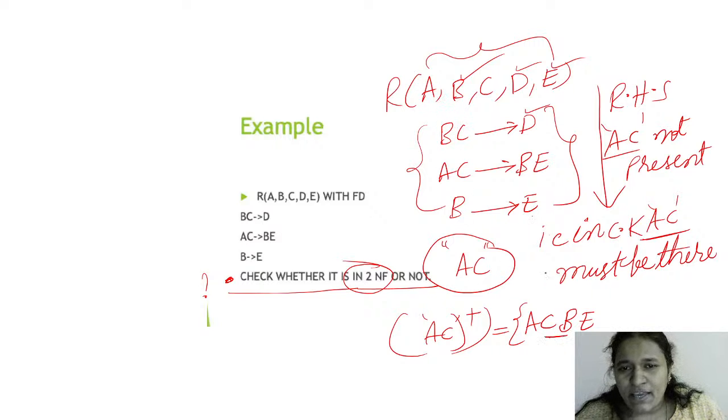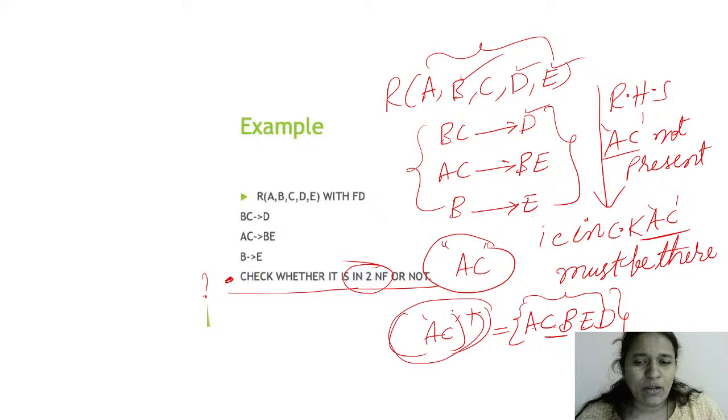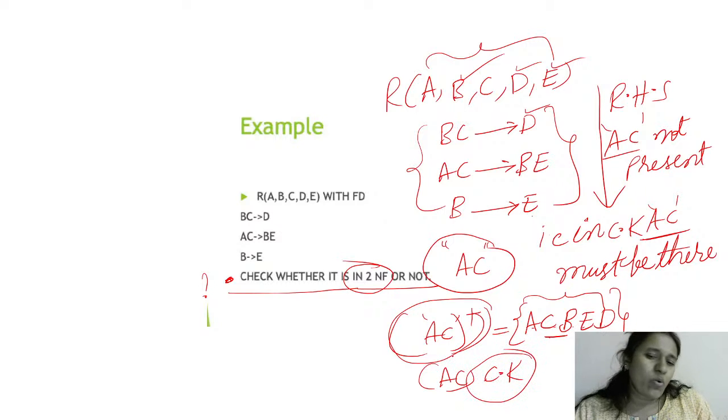From BC we can determine D. A, B, C, D, E. All the attributes from the relation we are getting from the AC closure. That means we can say that AC is the candidate key, right? AC is the candidate key. Okay friends, now AC is the candidate key. How to find, is there any other candidate keys for this relation?